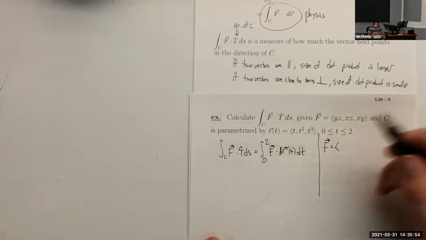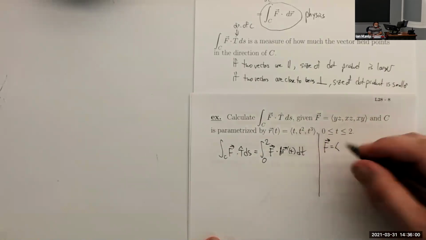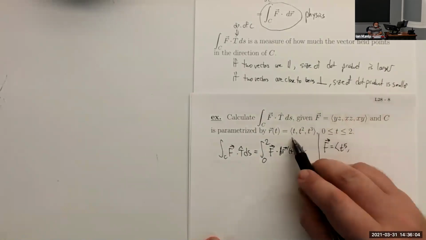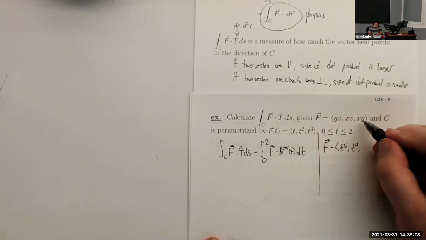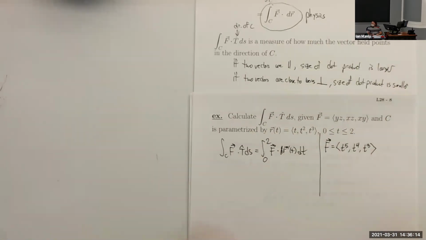then what are we going to get? We're going to get, let's see, y times z will be t to the 5th. X times z will be these two. This will be t to the 4th. And then we have xy, which will end up being t cubed right here.